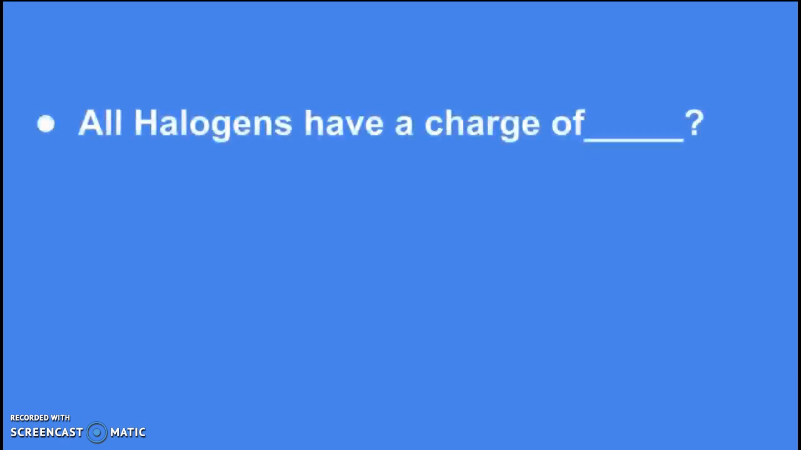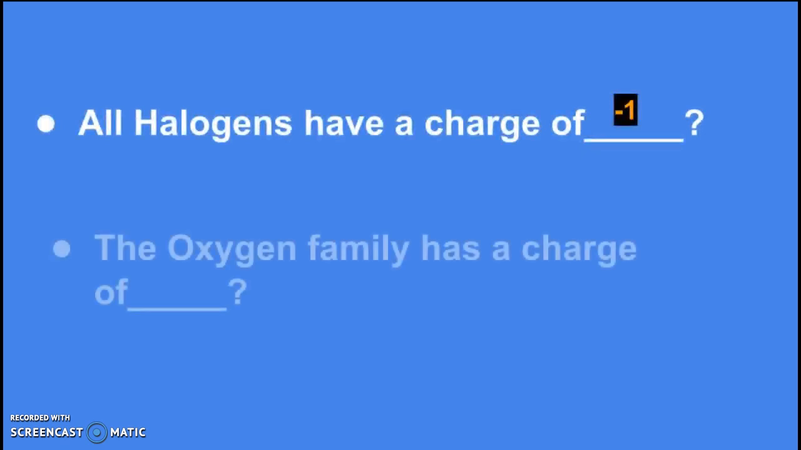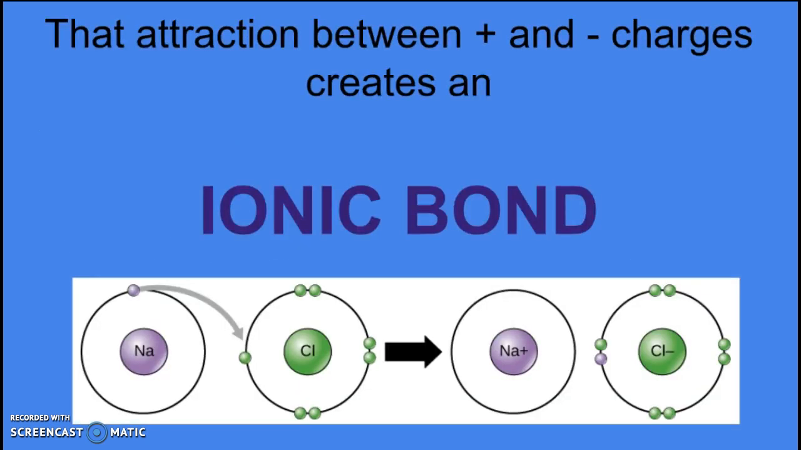So halogens, they all have a charge of -1. The oxygen family has a charge of -2. So why does that matter? Why do we care about atoms with charges and ions? Well, it's that attraction between the positive and negative charges that will create an ionic bond. So we remember from kindergarten, opposites attract. Well, it's the same way in chemistry. The opposite charges attract each other and we get this ionic bond, the transfer of the electrons.